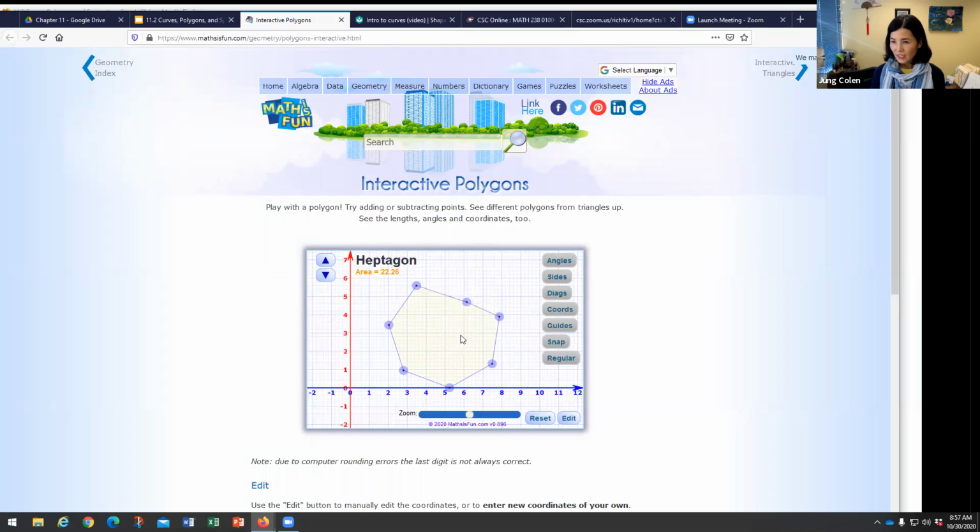If I change anything differently like this, yeah, it becomes concave. This angle is greater than 180. And this is a heptagon because I have 7 vertices. 1, 2, 3, 4, 5, 6, 7. 7 vertices, heptagon. Okay, this is concave. Now it's a convex heptagon, right? It's not regular anymore because this side is longer than the others, right?